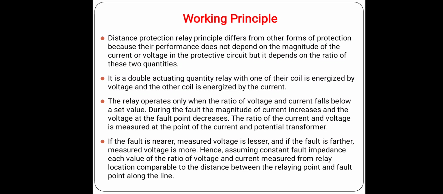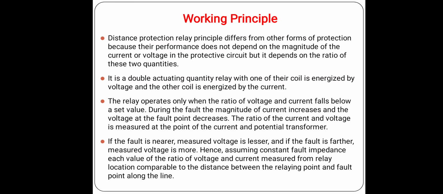Then the ratio of V upon I is measured at the location of CTs, current transformers, and PTs, potential transformers. The voltage at the PT location depends on the distance between the PT and the fault. If the fault is nearer, the measured voltage is lesser, and if the fault is farther, the measured voltage is more. Hence, assuming constant fault impedance, each value of V by I measured from the relay location corresponds to the distance between the relaying point and the fault along the line.